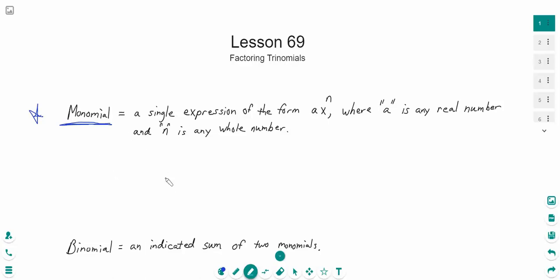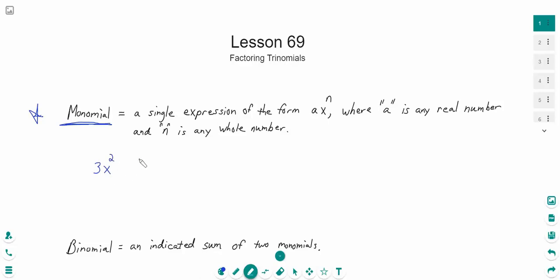A monomial is a single expression of the form ax raised to the n, where a is any real number and n is any whole number. All right, so it's pretty straightforward. So this, for example, would be a monomial. If I have 3x to the second power, this is a monomial.